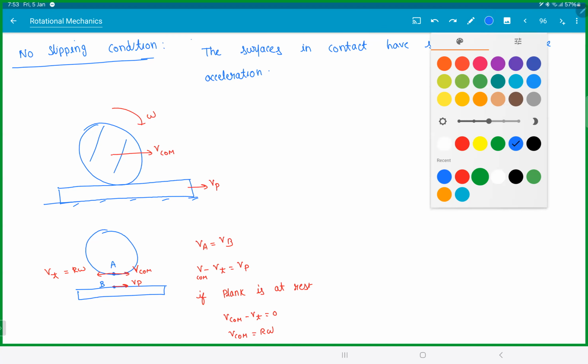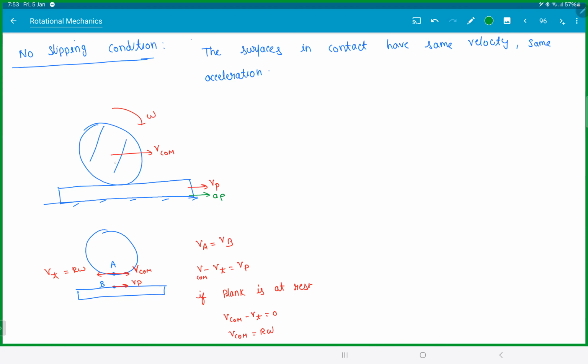The same thing you can do with accelerations also. If this guy was going with AP, this was going with A center of mass, and this was rotating with alpha, then acceleration of A should be equal to acceleration of B. This will be A center of mass minus A tangential is acceleration of the plank. A tangential is R alpha, and this is AP. If plank is at rest, A center of mass will be equal to R alpha. Simple. No slipping condition, meaning at the point of contact, the velocity and the acceleration should be same.